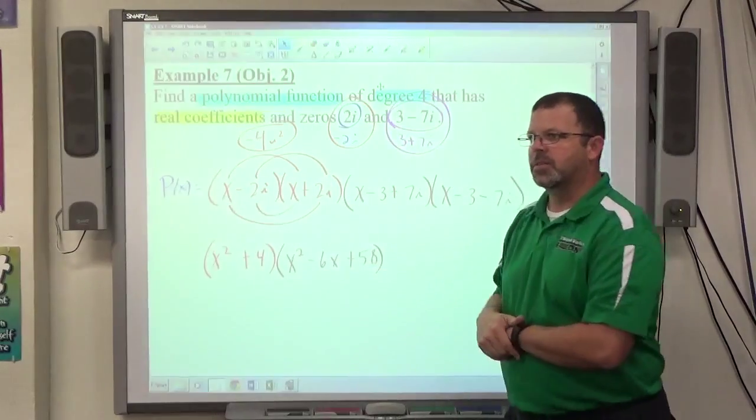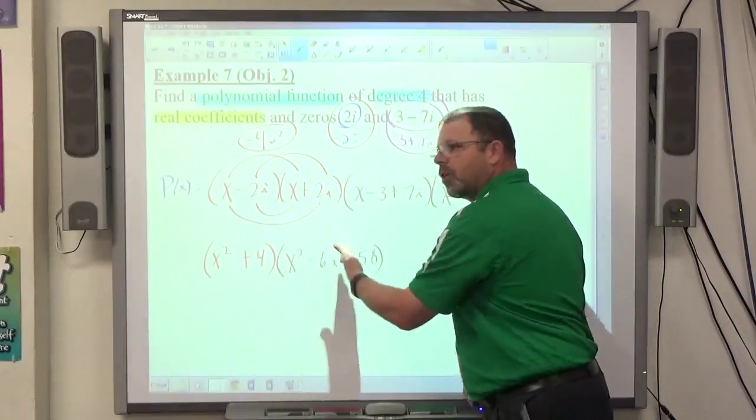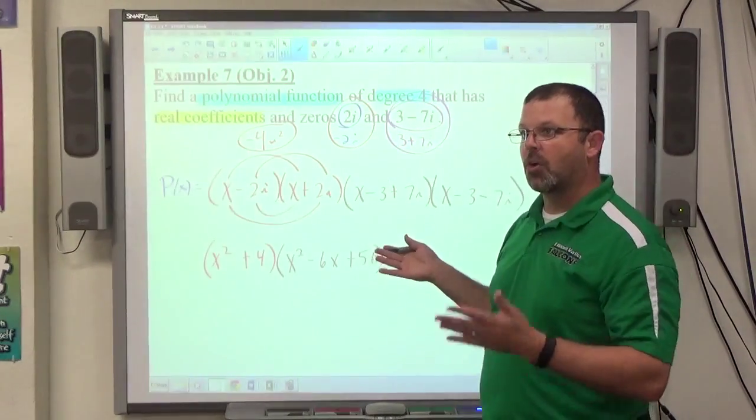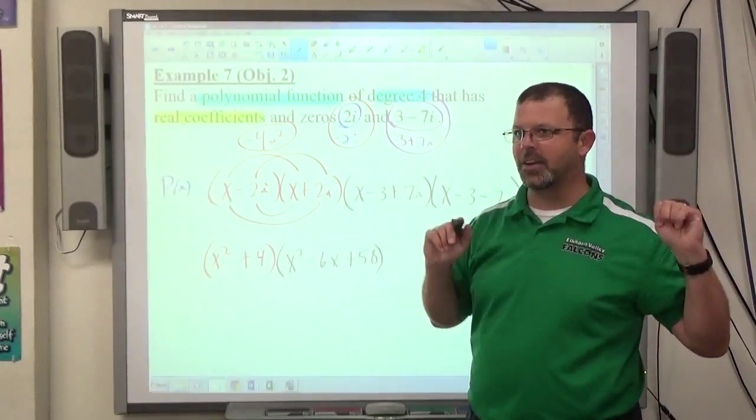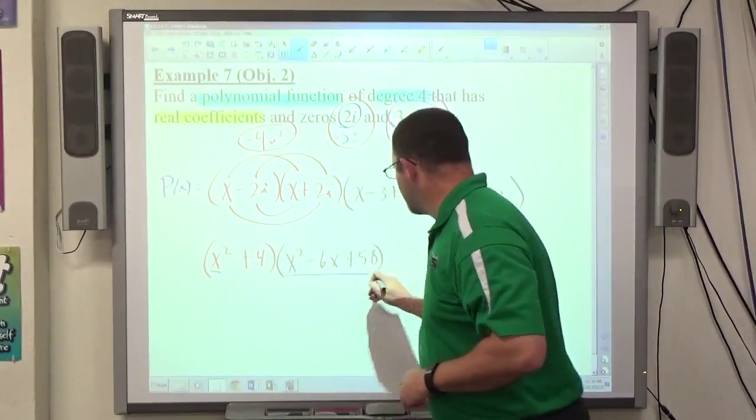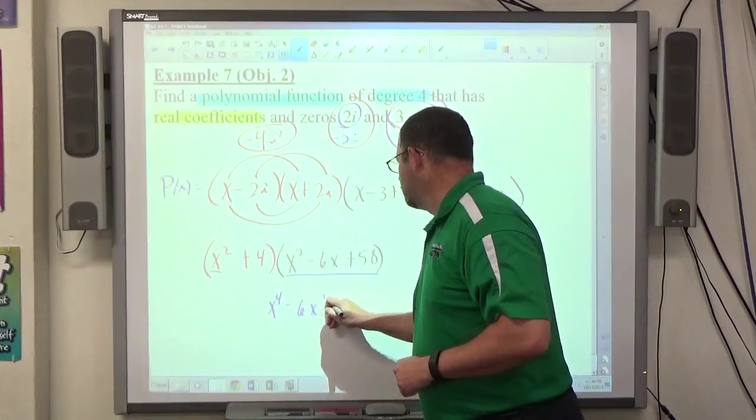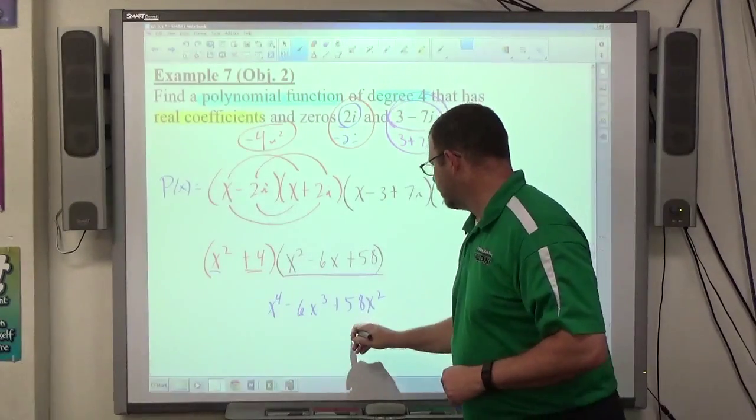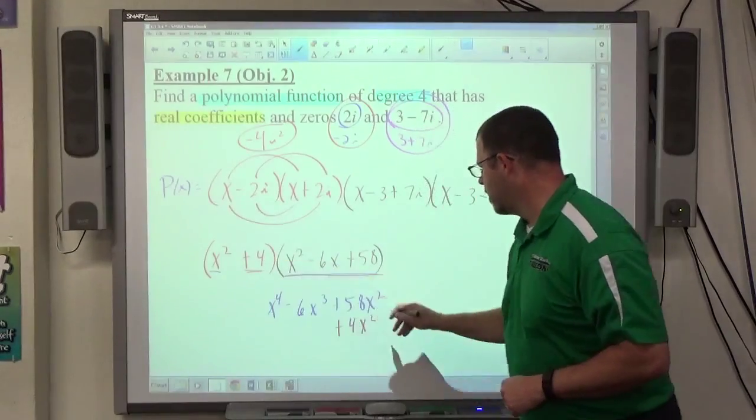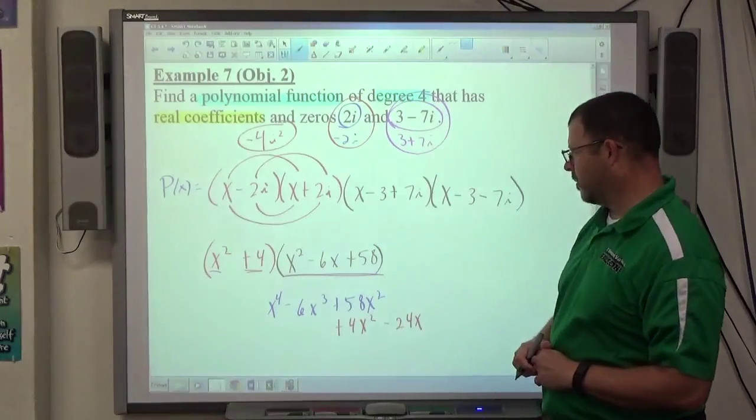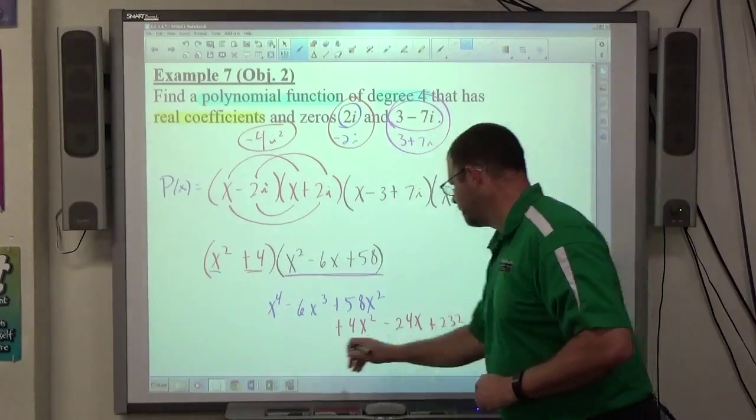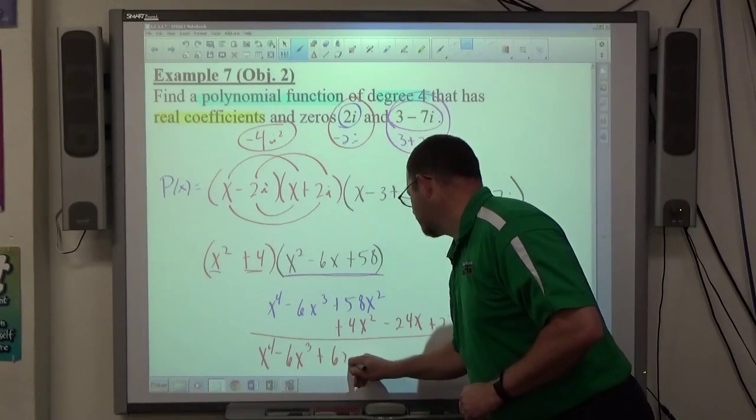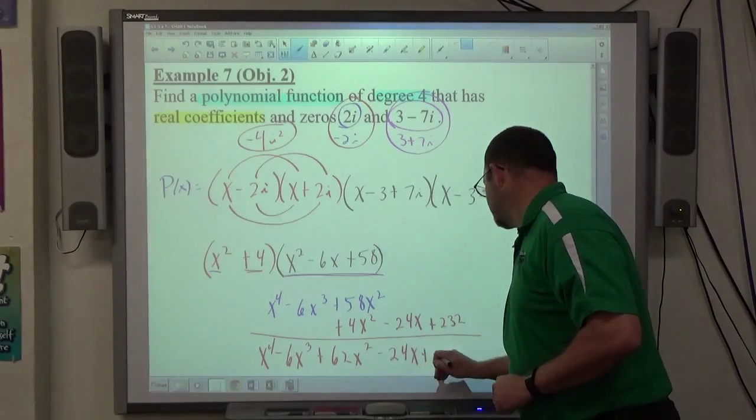All right, so this makes this, this makes this. Then at this point, we've got all reals. Now it's just a matter of doing that same thing we just did on the last page. That's all that's left to do, and it's all real, so it's the more elegant type where like terms line up. So x squared times all this makes x to the fourth minus 6x cubed plus 58x squared. And if I do this times all this, I'm going to get plus 4x squared, lining up with 58x squared, minus 24x, and then plus 232. So x to the fourth minus 6x cubed plus 62x squared minus 24x plus 232.